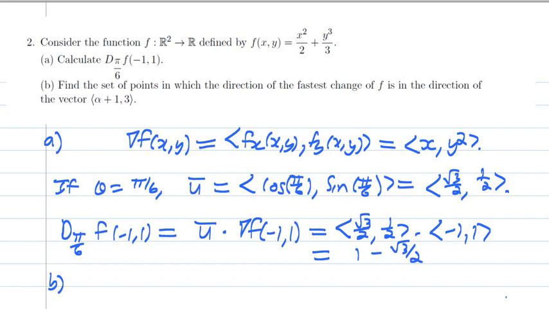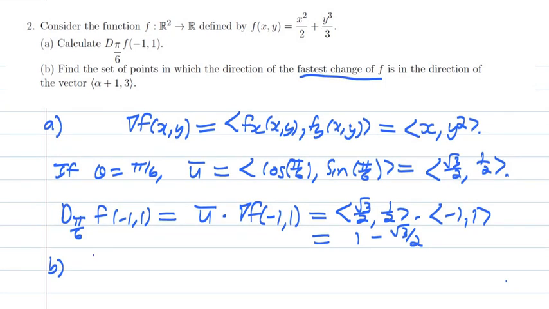But part B is a bit more tricky. Let's read the question carefully. Find the set of points in which the direction of the fastest change of f is in the direction of the vector (alpha plus 1, 3). So for my solution, I'm going to do the following. I'm going to take alpha equal to 1.